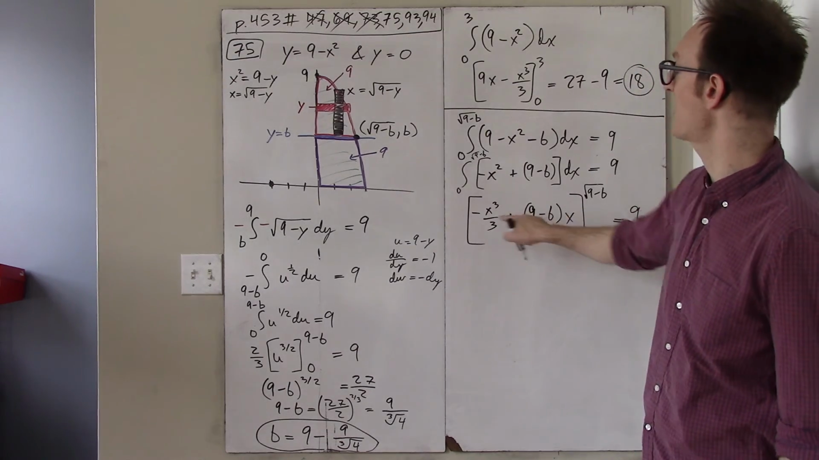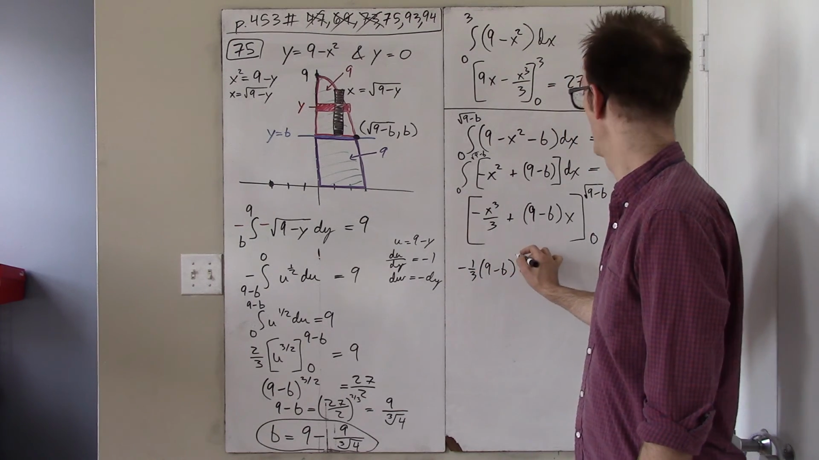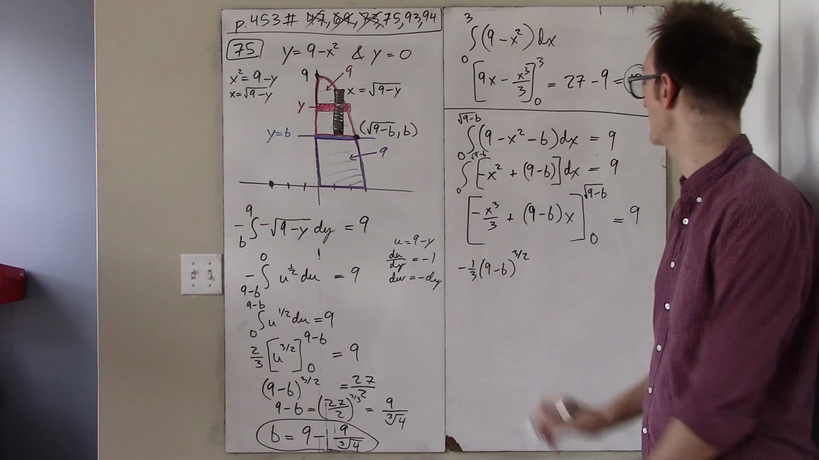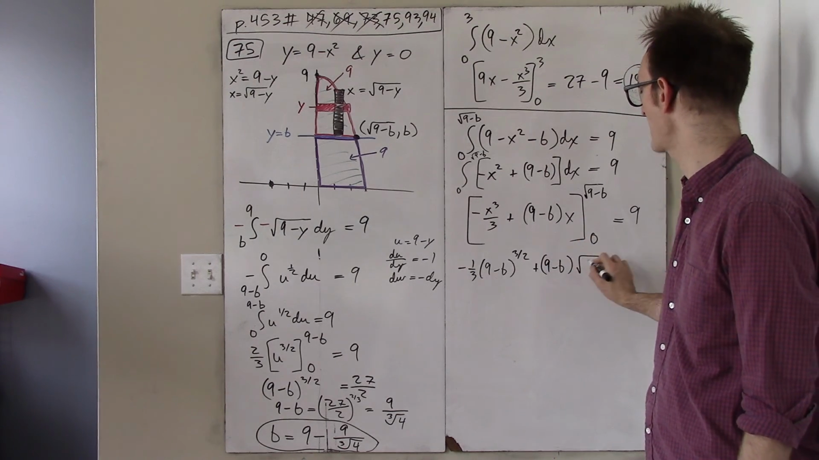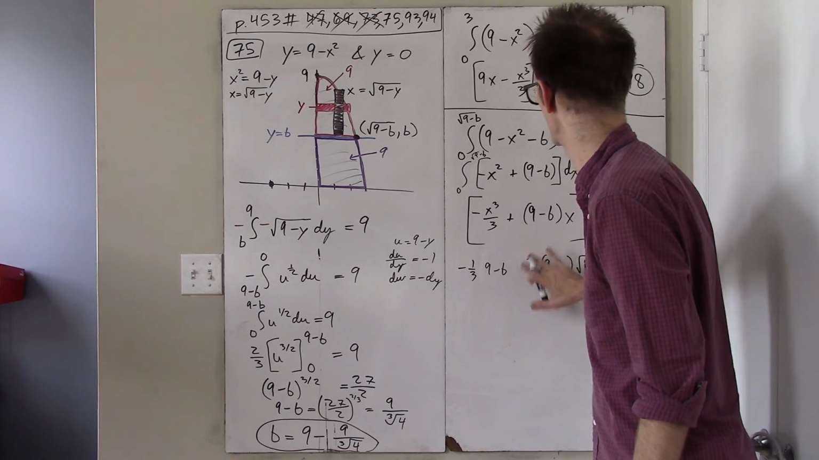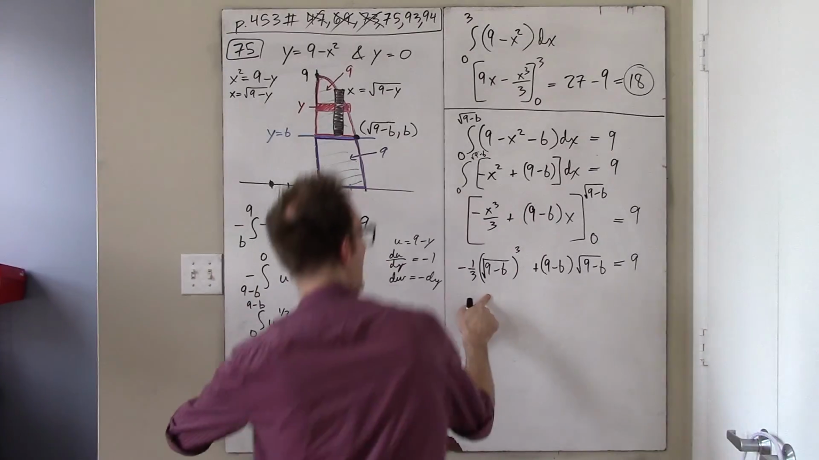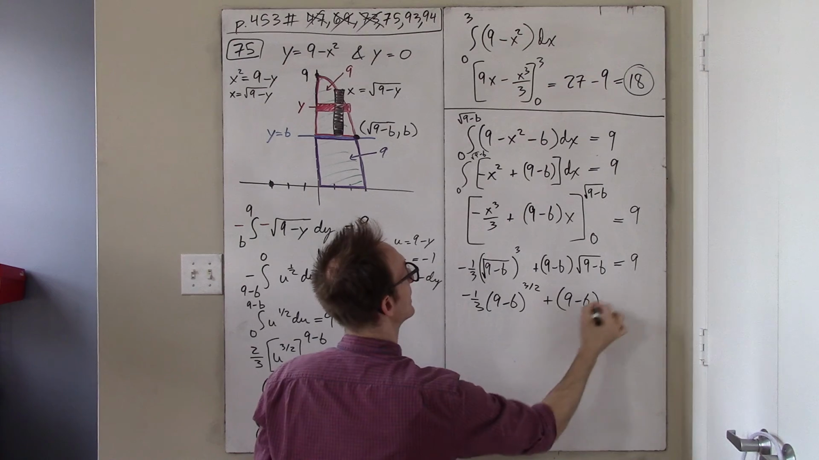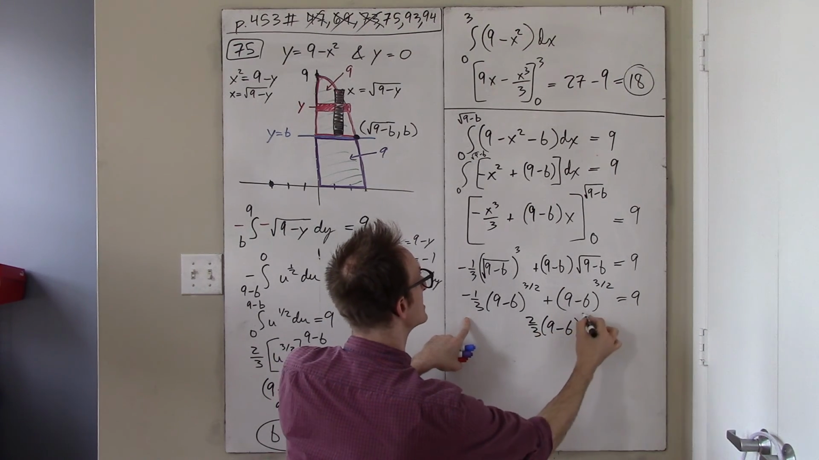So now plug root 9 minus b in for x, and I get negative 1/3 9 minus b to the 1/2, and when I cube it, I get 9 minus b to the 3/2. And now I am multiplying 9 minus b by another root 9 minus b, which is again 9 minus b to the 3/2. This is like root 9 minus b quantity cubed, but each of those is just 9 minus b to the 3/2. So this becomes negative 1/3 9 minus b to the 3/2, plus this is also 9 minus b to the 3/2. And now we see that what we end up with is 2/3 9 minus b to the 3/2 equals 9.